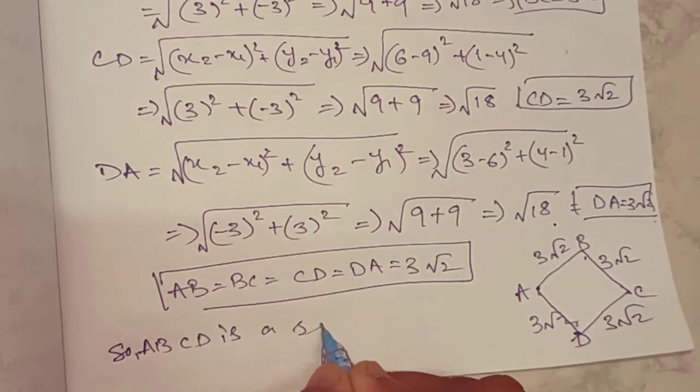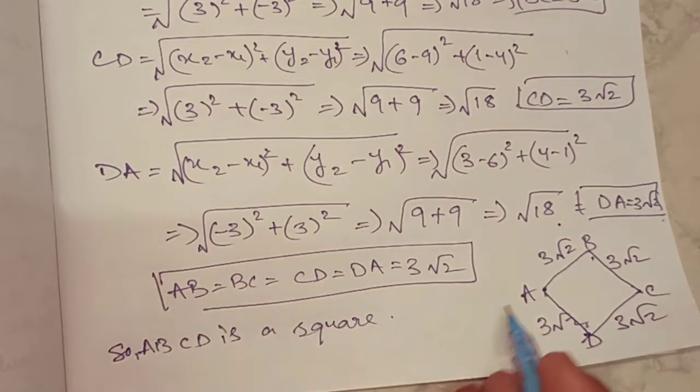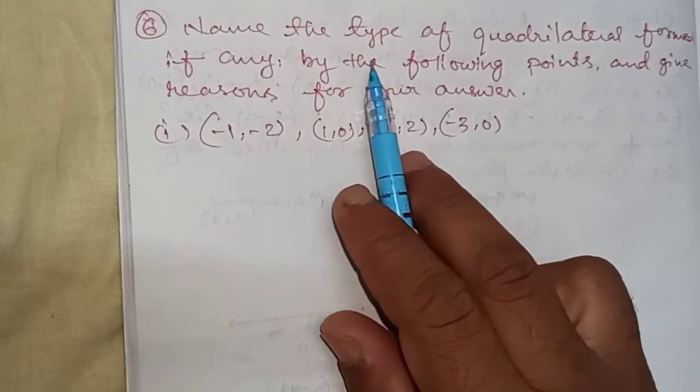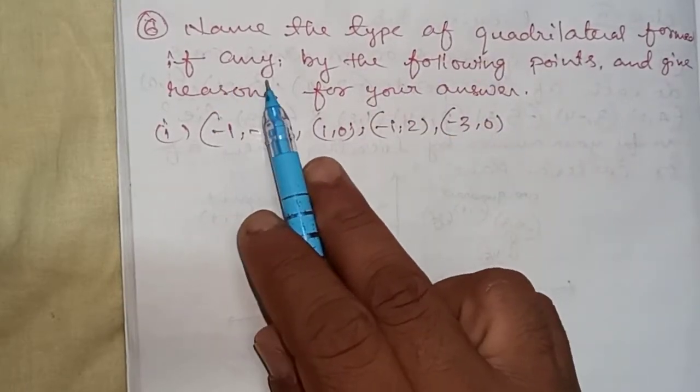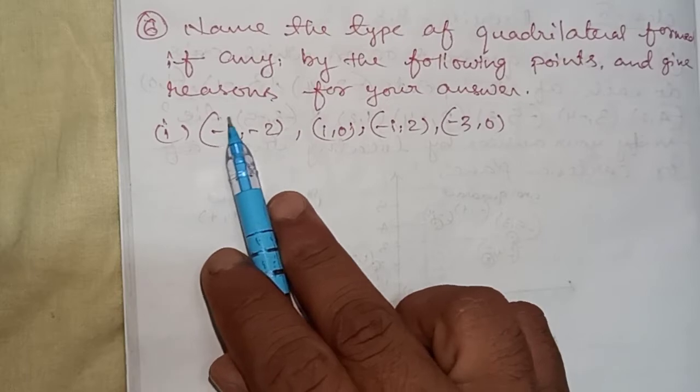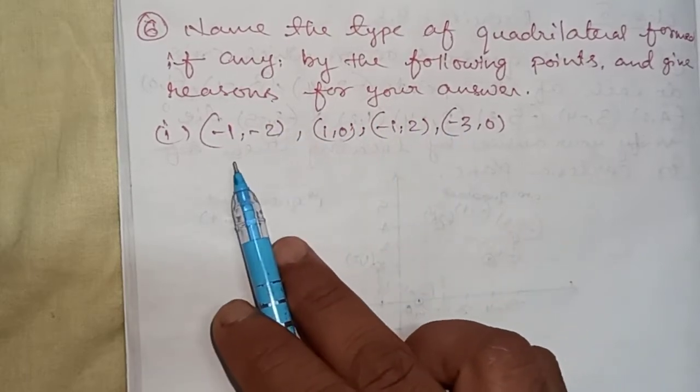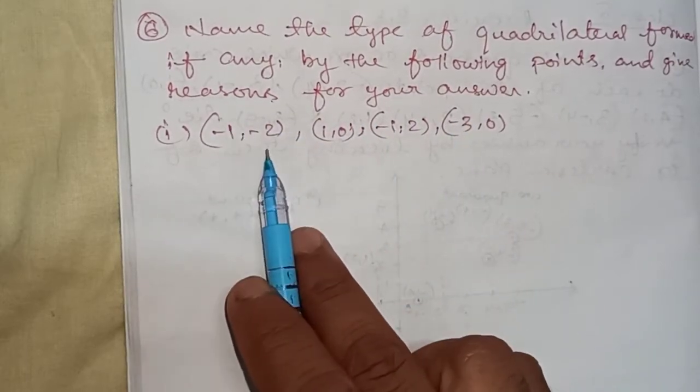Okay, in question number 6 it is given: name the type of quadrilateral formed, if any, by the following points, and give reasons for your answer. There are 3 parts given in question number 6.